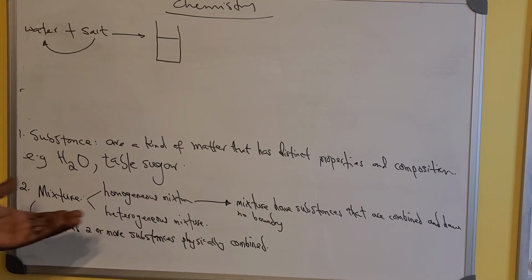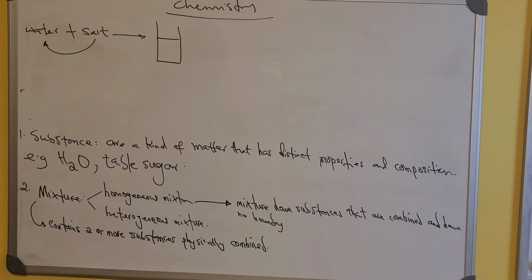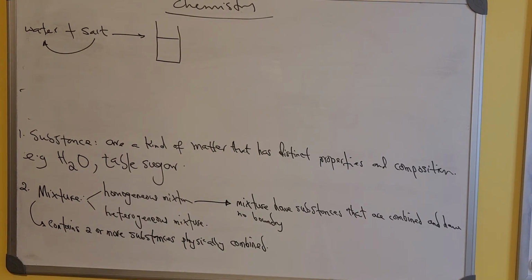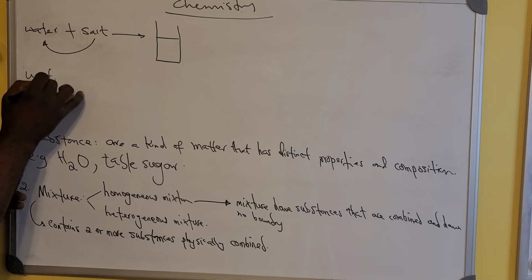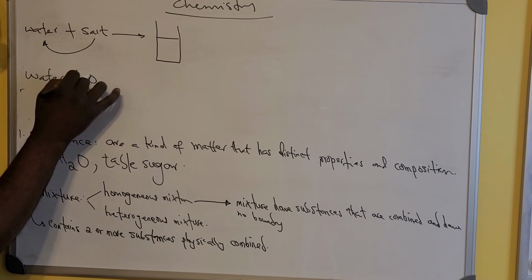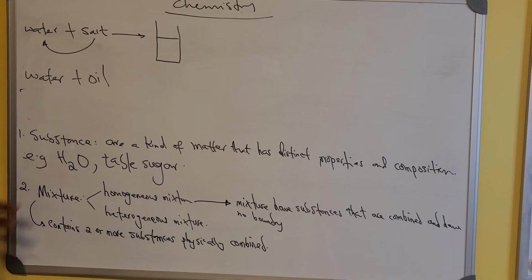Then you have heterogeneous mixture. In heterogeneous mixture, there's a boundary. You can tell where the first mixture started and ended, and where the second mixture started and ended. You can tell. It's not just single. An example which you already know is water plus oil, right? Water plus oil.